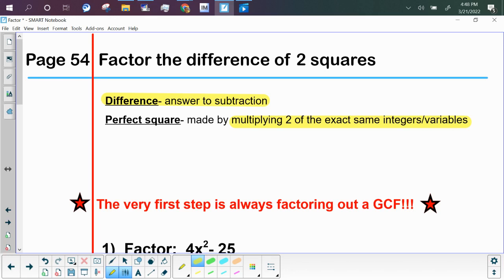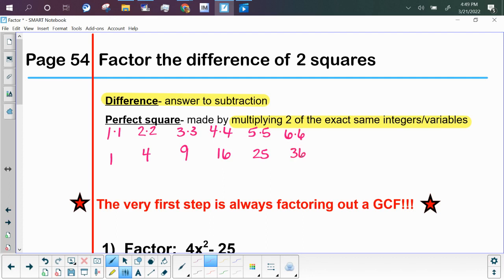Okay, so let's list some perfect squares. So we find perfect squares by doing 1 times 1. So we're multiplying the number by itself. So 1 times 1 is 1. Okay, or 2 times 2, which gives us 4. So 4 is a perfect square. We could do 3 times 3, which is 9, 4 times 4, which is 16, 5 times 5, which is 25, 6 times 6, which is 36, and I can go on forever. These numbers go forever because numbers go forever.